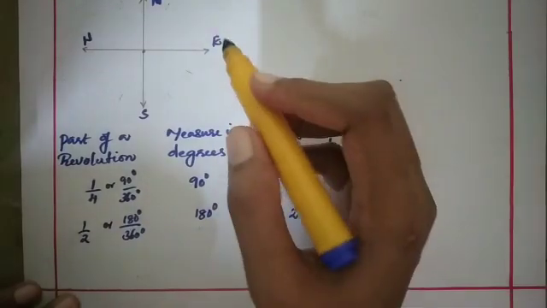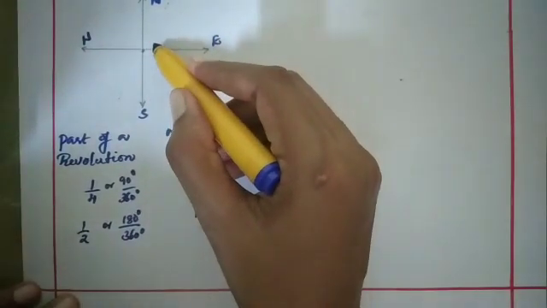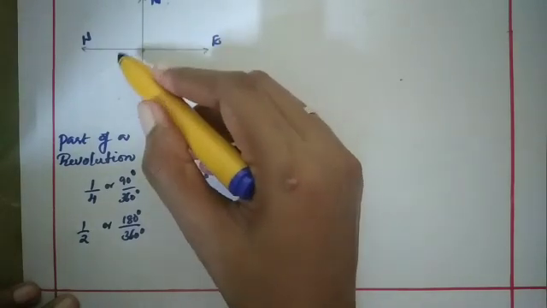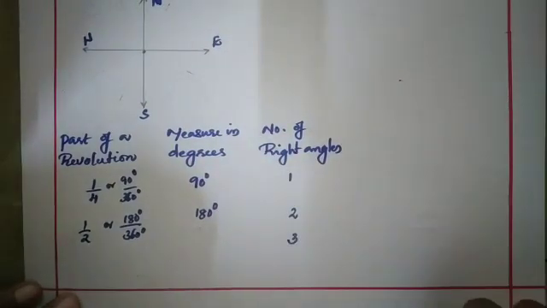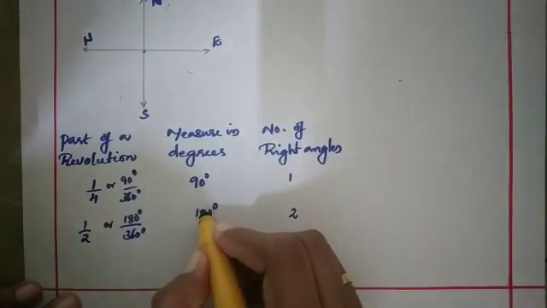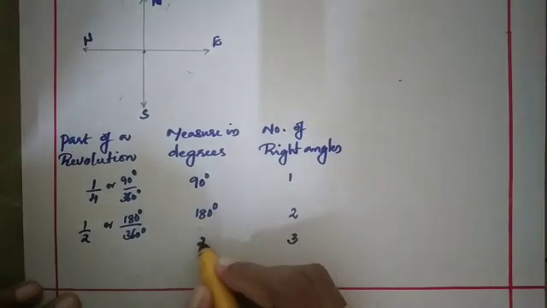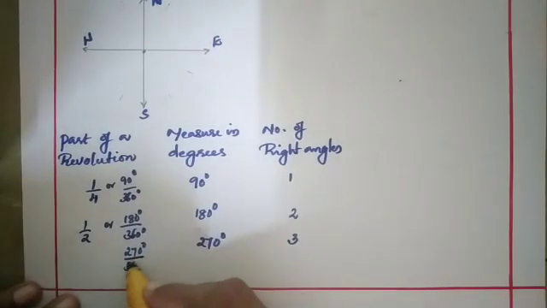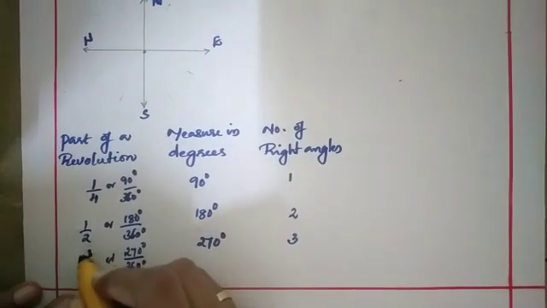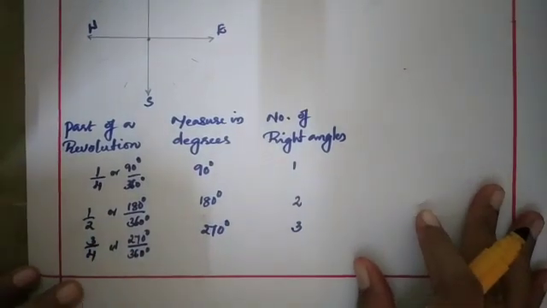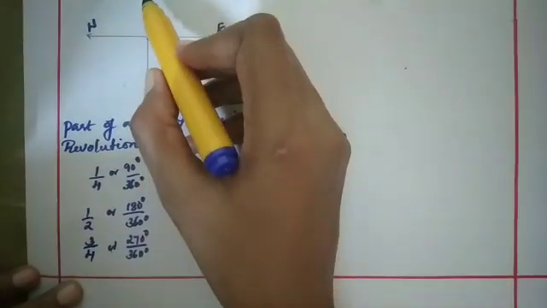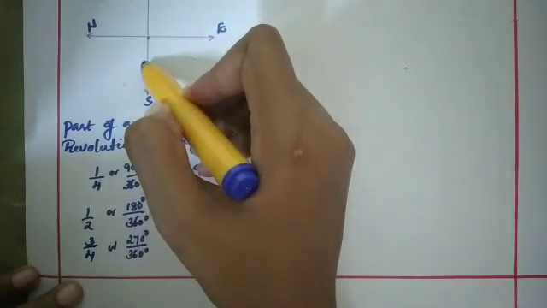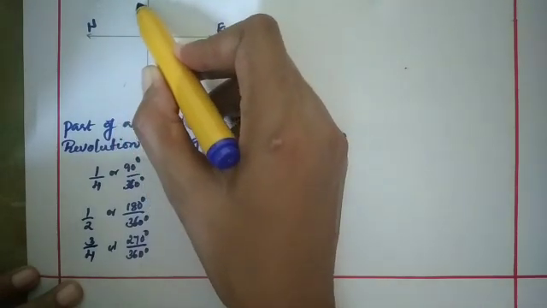Then next, you first turn to east, then turn to south, then turn to west. So here 1, 2, 3 right angles. So how many right angles? 3 right angles. So 90 degrees plus 90 degrees is 180 degrees. 180 degrees plus 90 degrees is 270 degrees. So here 270 degrees by 360 degrees, or you get 3/4 of a revolution. So standing facing north, then turn to east, then turn to south, then turn to west, then again come back to the same position.